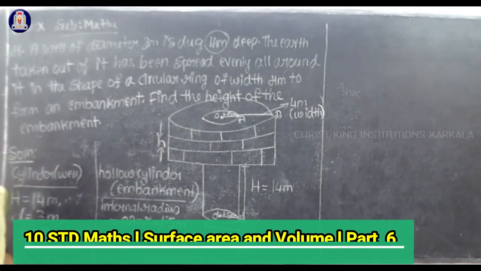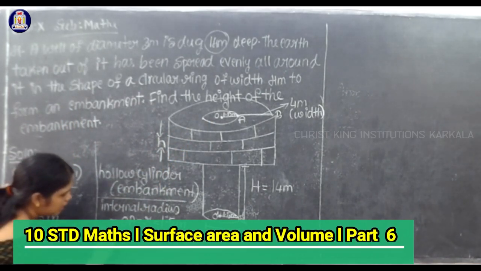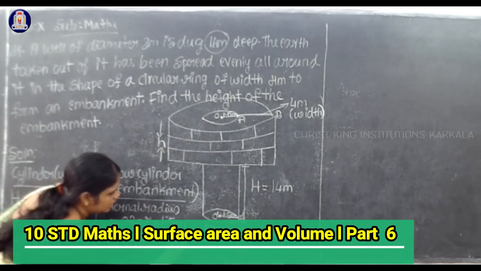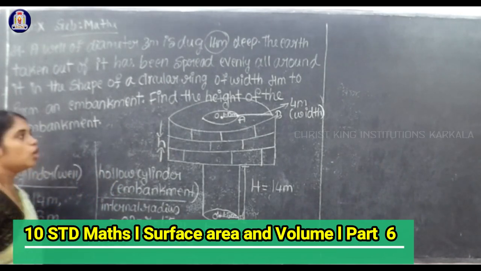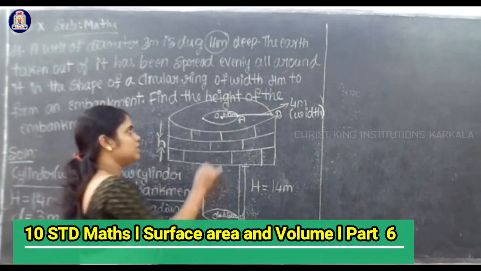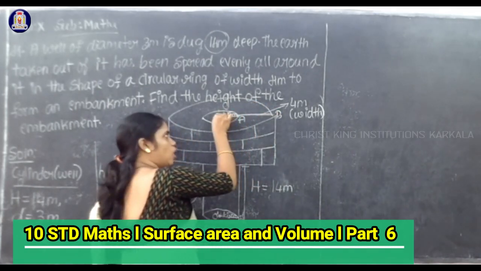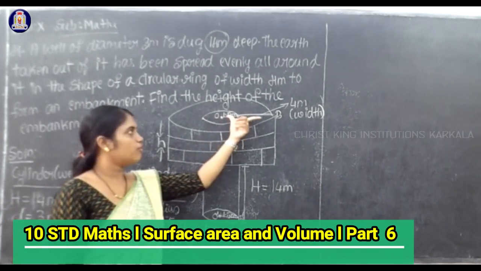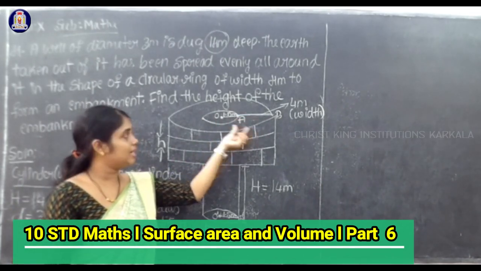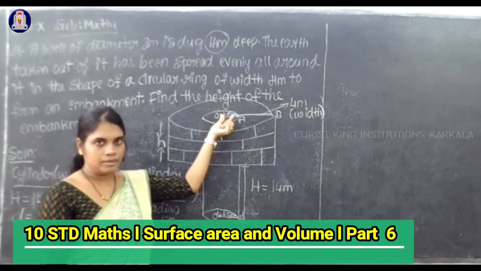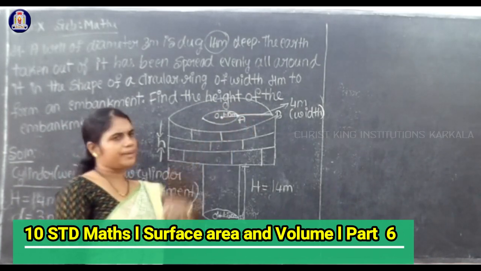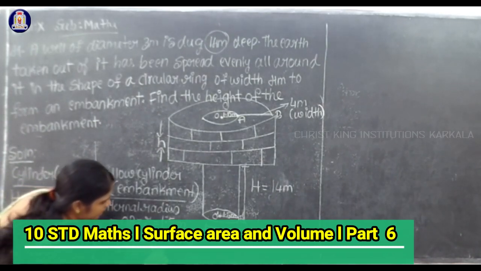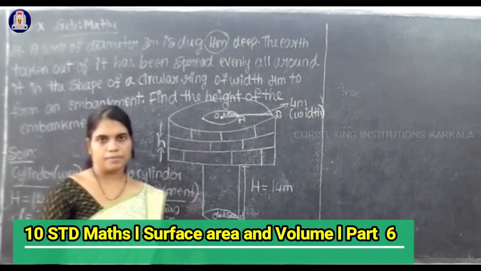External radius of this hollow cylinder. So which is your external radius here in this figure? External radius means O to B. The length of OB is known as external radius. The full length OB is external radius, OA is internal radius. So external radius is nothing but OB. I will represent it by capital letter R.